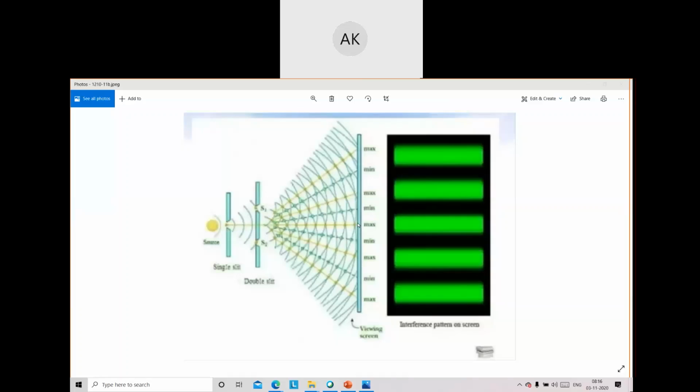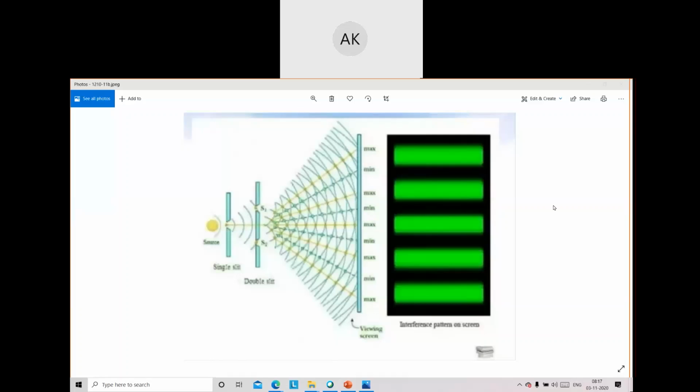That is the condition we were deriving last class, obtaining the condition for constructive and destructive interference. And if the path difference is (2n minus 1) times lambda by 2, we get a minimum intensity. Crest and trough interfere, and we get minimum intensity. And this is the screen kept.